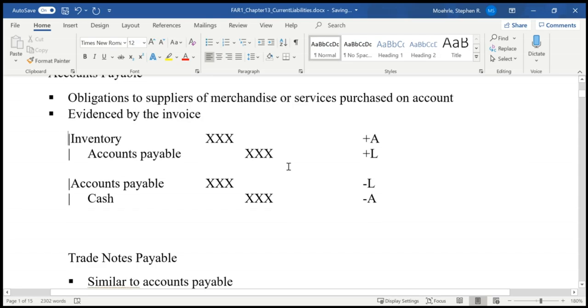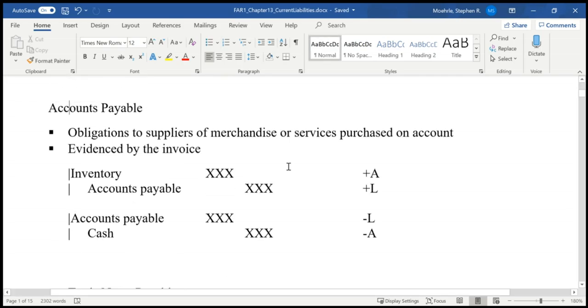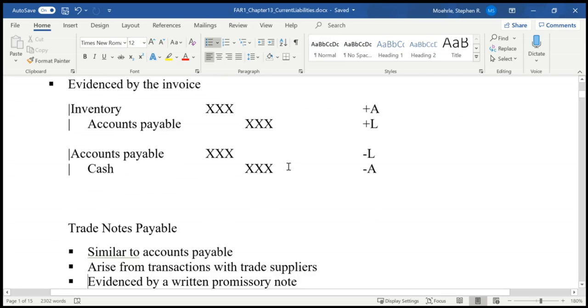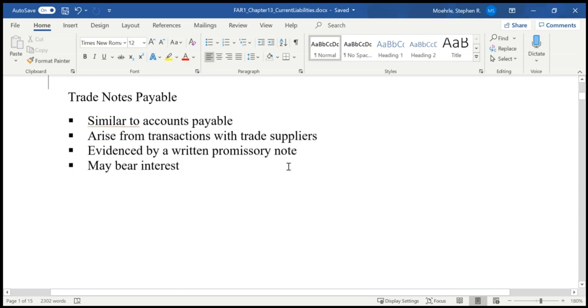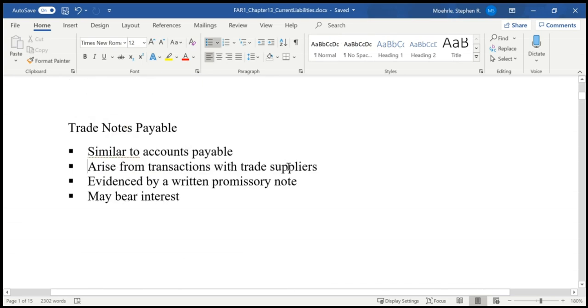Now here's a look. I have this one indented a little bit. The reason I have it indented a little bit is this is a specialty accounts payable. Trade notes payable. These are similar to accounts payable. They arise from transactions with trade suppliers. They're often evidenced by a written promissory note, and they may bear interest. So if you see that term come up in your profession, in your career, that's what a trade note payable is. But it's very similar to an accounts payable.